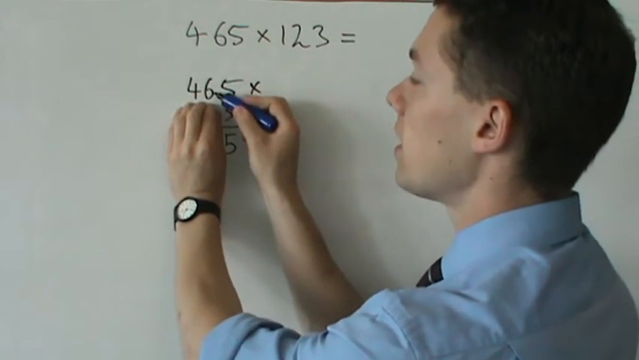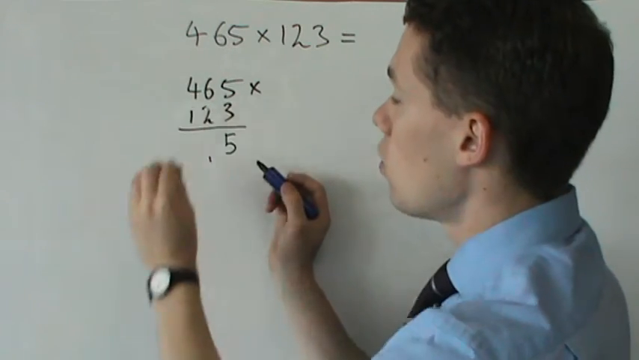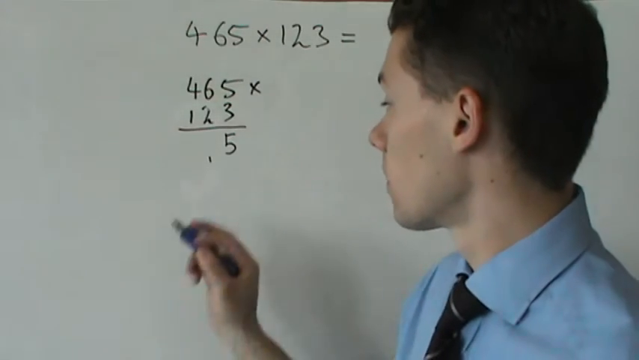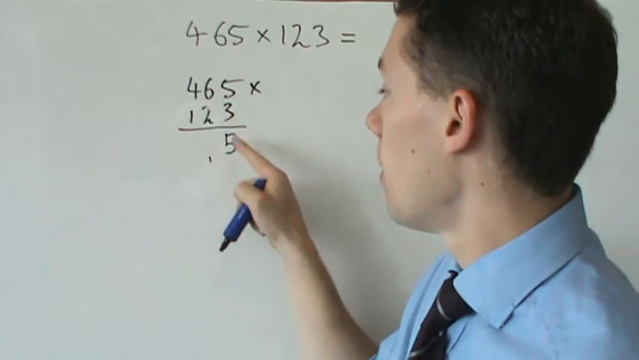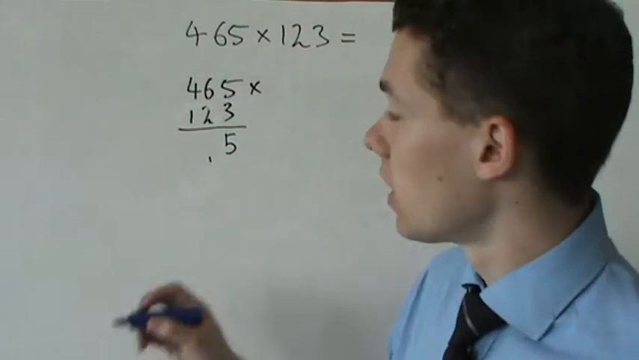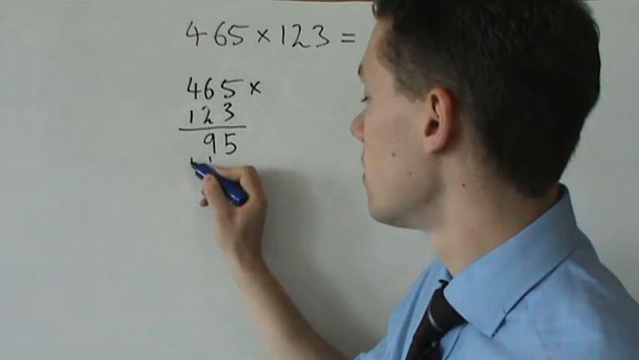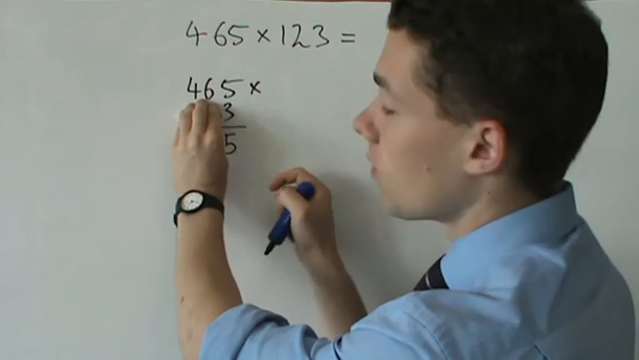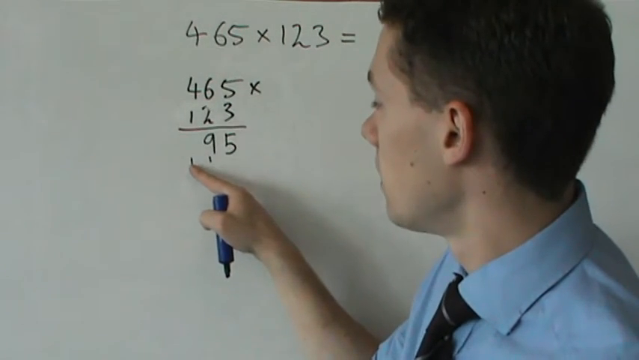Secondly, I've got 3 times 6. 3 times 6 is 18, which I'm going to write below. But firstly, I add my remainder, which is here. 18 plus 1 is 19. So I write my 9 below, and I carry my tens. So 3 times 6 is 18, plus my remainder of 1 is 19, which I've written here.